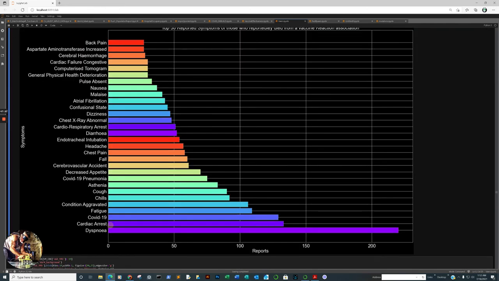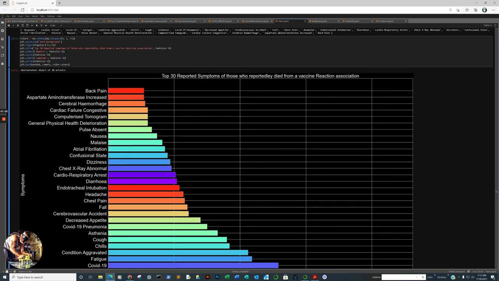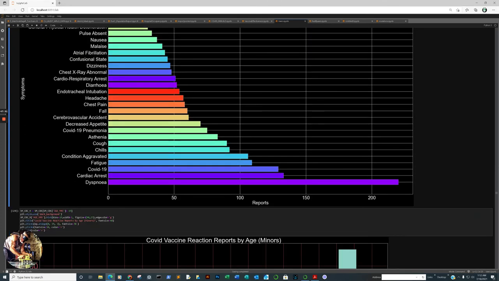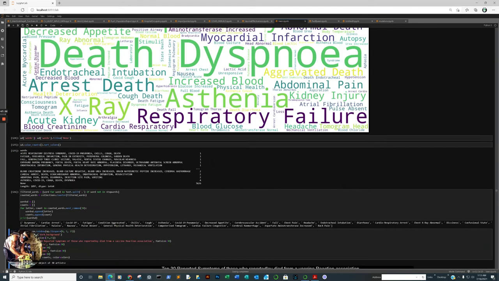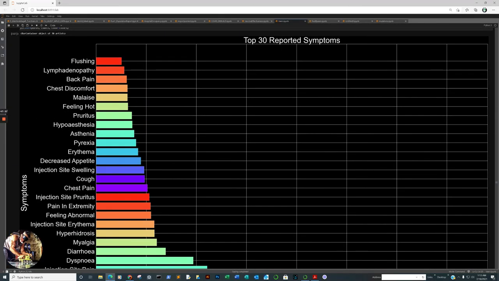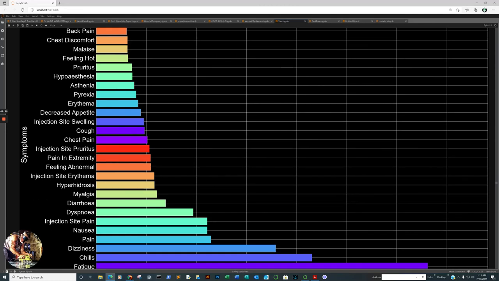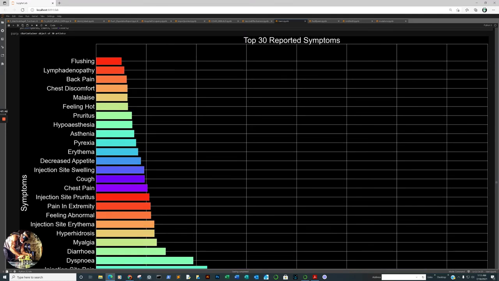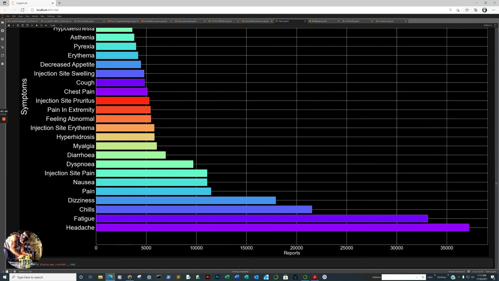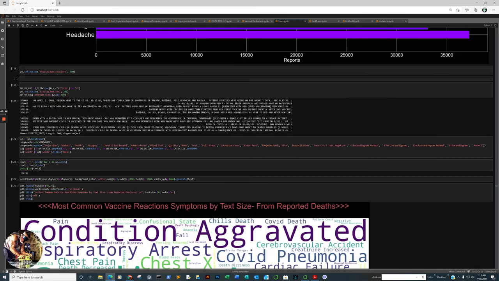Wow. Oh, sorry. These are the people that died. This is the most common symptoms of individuals that died. And wow, I must have skipped way ahead. Hang on. Here's the most common symptoms there. That's individuals as a whole, regardless of age. Now we go to the individuals that passed away.